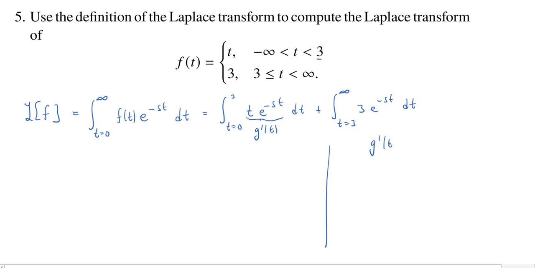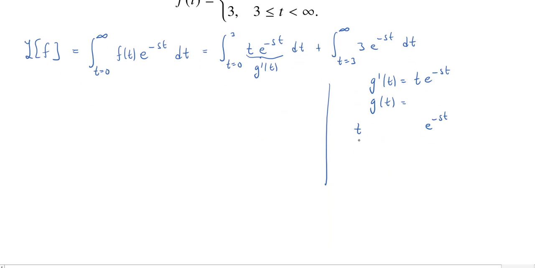So if my g prime of t equals t e to the negative st, I want to know what is my g of t. Well, let's see. I'm going to split this up as t and e to the negative st and use my tabular method. So the derivative of t is 1. An antiderivative for the exponential will be, remember we're differentiating with respect to t here, so this will be negative 1 over s e to the negative st. Then I'll differentiate again and get 0. Anti-differentiate again, and I get 1 over s squared e to the negative st.